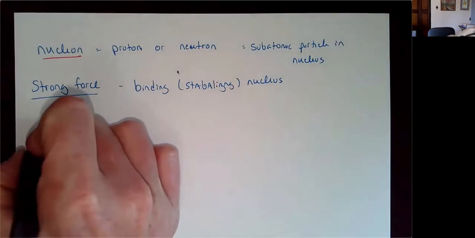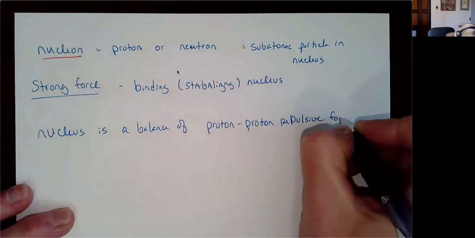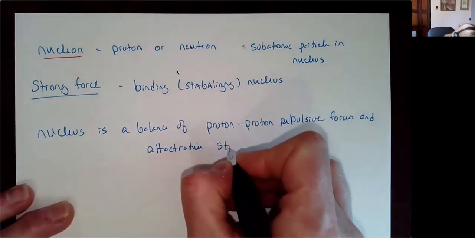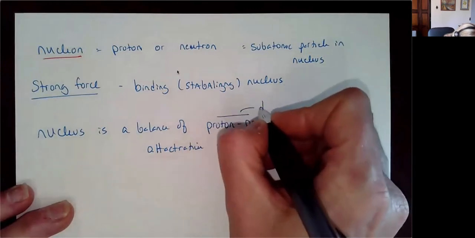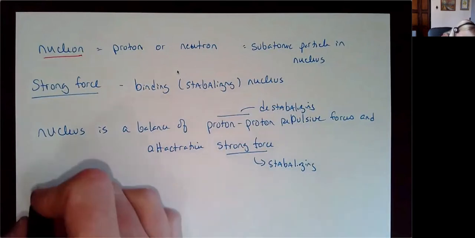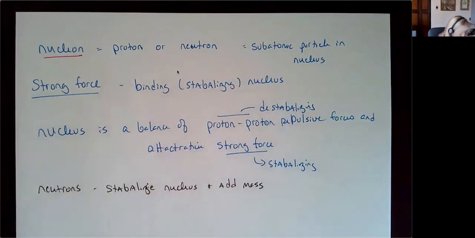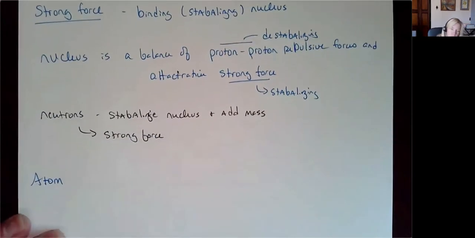The nucleus is a balance of proton repulsive forces, which are destabilizing, and this attractive strong force, which is stabilizing. So just as electrons feel opposing forces, protons feel opposing forces too in the nucleus. And it's the job of the neutrons to come in and stabilize everything. They also add mass, because this is where the strong force is coming from. You can have too much of a good thing.